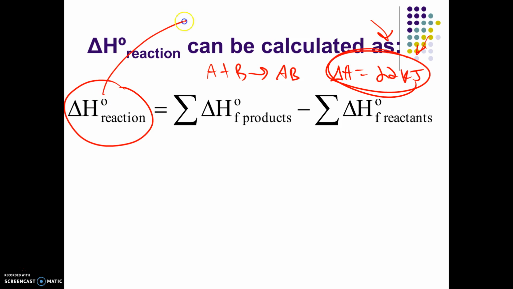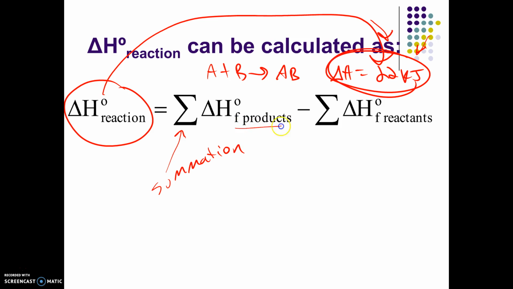So this change in H is this change in H right here for that reaction. And we're going to use these big E things. This is called the summation symbol. We're going to sum up the heat of formation of all the products and subtract from that the sum of the heat of formation of all the reactants. I would definitely write this equation down, but let me show you how to use it.